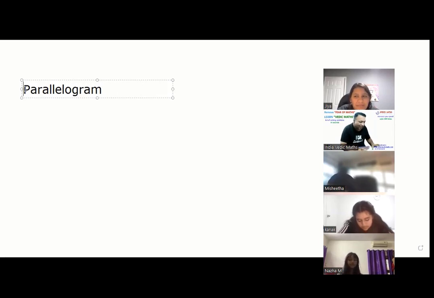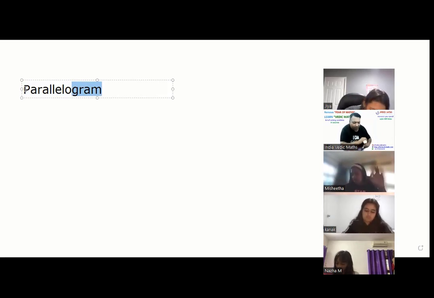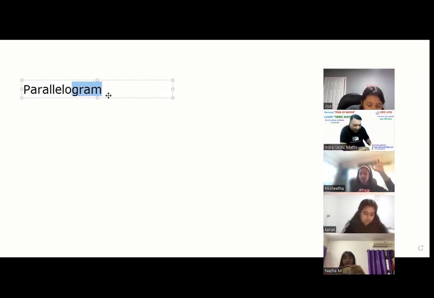Parallelogram. Correct. Para, then you put this in lelo and then gram. You break it, okay? Perfect. What is a parallelogram? Who will explain me? What is a parallelogram? Yes, Nishita.